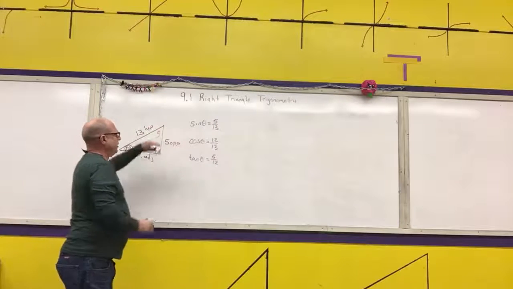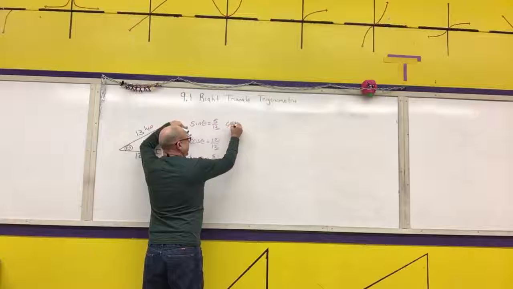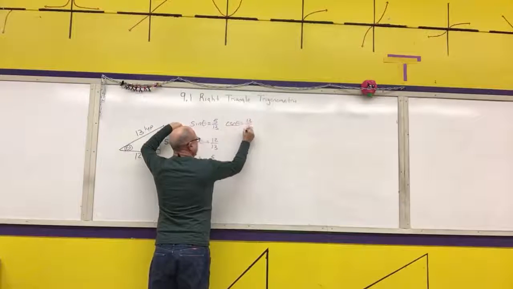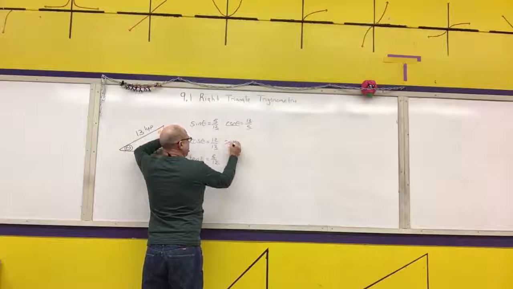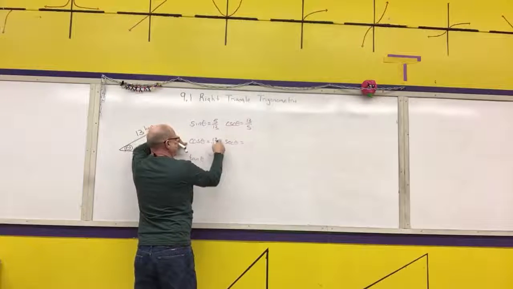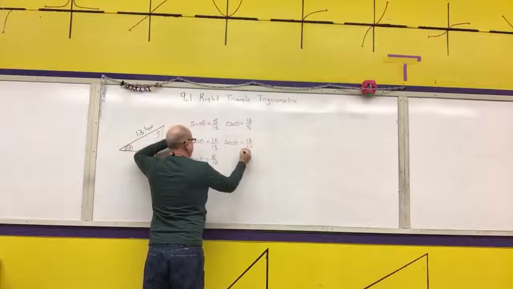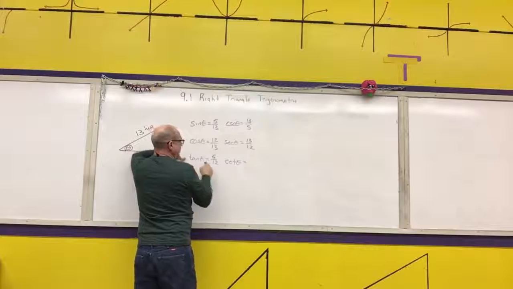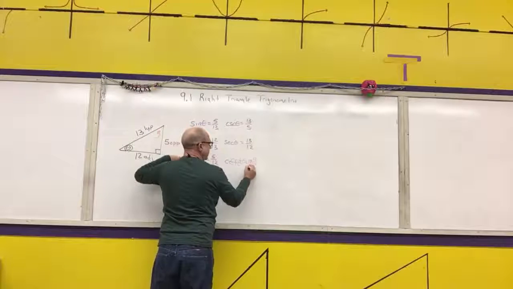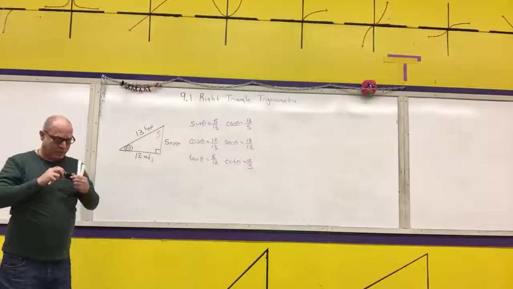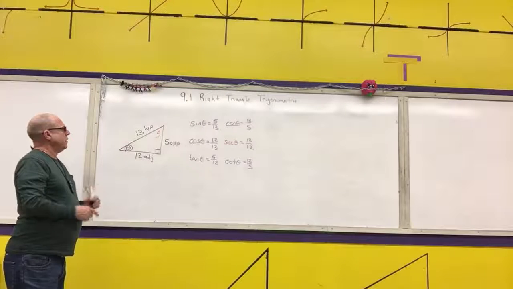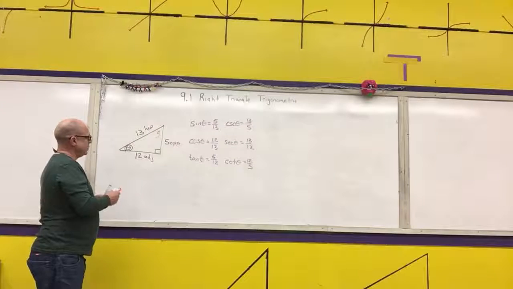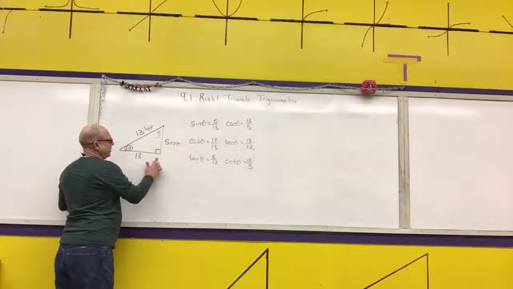Then the remaining three trig functions: the cosecant of an angle is the reciprocal of sine, so 13/5. The secant of an angle is the reciprocal of cosine, 13/12. And the cotangent of an angle is the reciprocal of tangent, which is 12/5. Now I'm going to come up with the 6 ratios for beta. So I'm going to relabel my triangle.